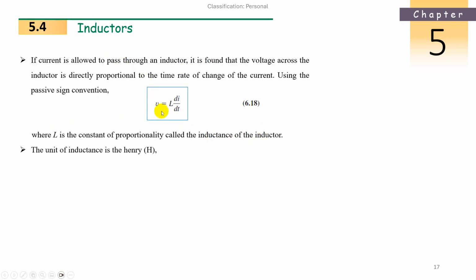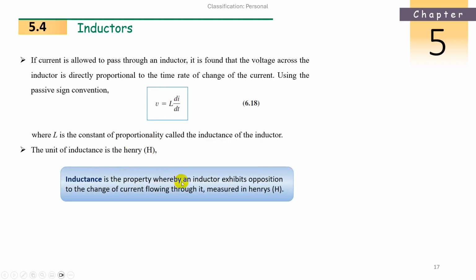And you know what L is? L is nothing but N squared mu A by l. The unit of inductance is henries. So inductance is a property whereby an inductor exhibits opposition to the change of current flowing through it. It always opposes the change of current flowing through it, measured in henries. di by dt is nothing but the change of current, meaning how much it is changing over a time.